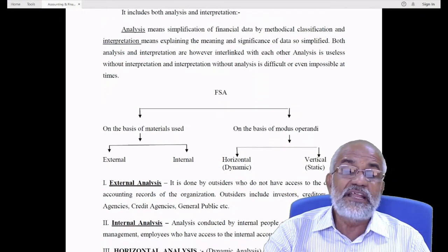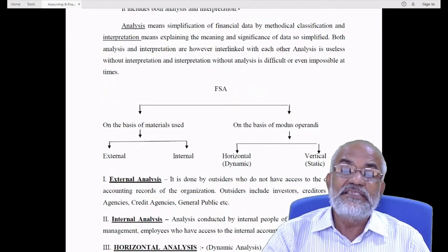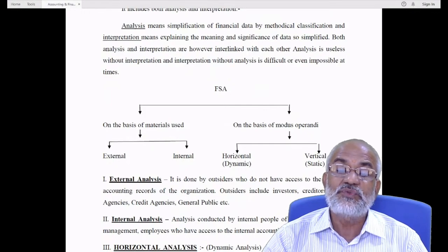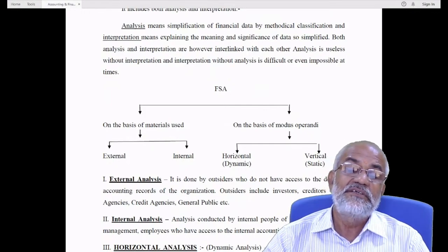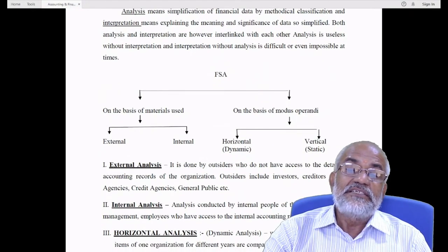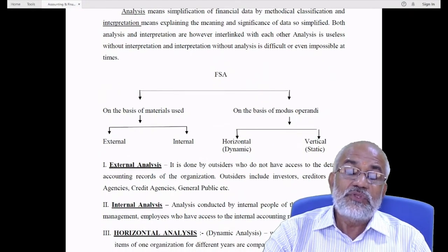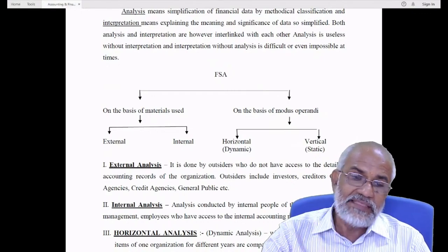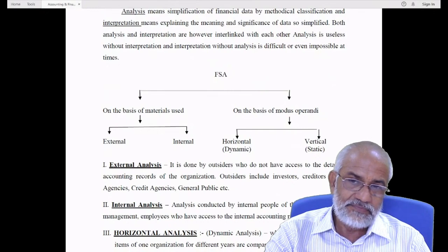In other words, internal analysis means the analysis conducted by the internal people of the organization, that is the management and the employees who have access to the internal accounting records. So they can make a thorough analysis. The internal analysis can be done in a more thorough and better manner than the external analysis.